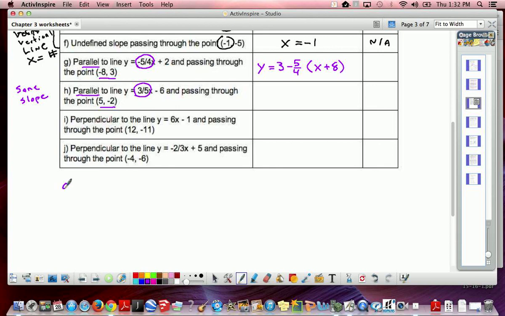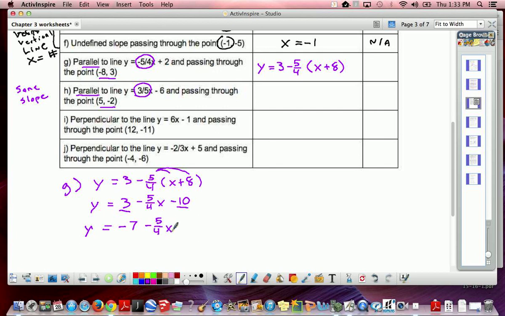So I'm going to go down here, now that I have the room, and rewrite this equation, just briefly for you, to help you with the y-intercept. So, again, what we do is we distribute. I have y equals 3 minus 5/4 x, negative 5/4 times 8 ends up being negative 10. So now you combine like terms. 3 and negative 10 make negative 7. We still have the minus 5/4 x. So my y-intercept here is negative 7.